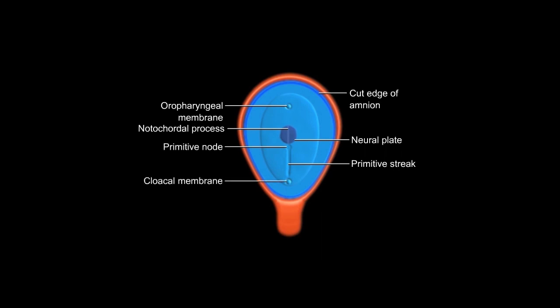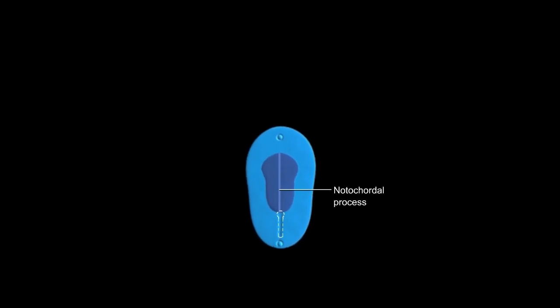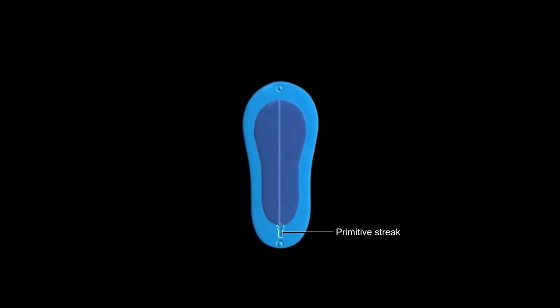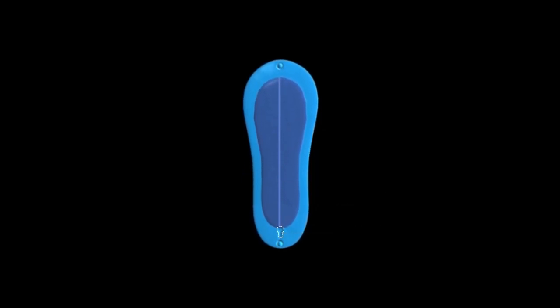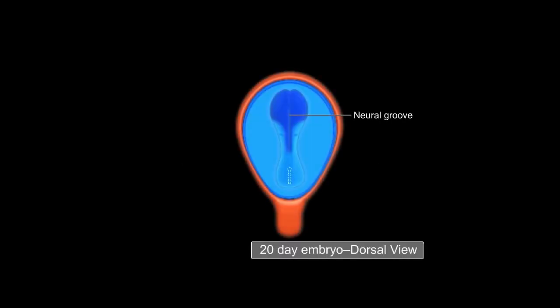At the end of the 4th week, the notochord induces the overlying ectoderm to proliferate and form the neural plate. The neural plate invaginates in the midline to form a longitudinal neural groove with neural folds on the sides. The neural folds then merge and form a neural tube, which is the primordium of the brain and spinal cord. The notochordal process extends from the primitive node to the oropharyngeal membrane.